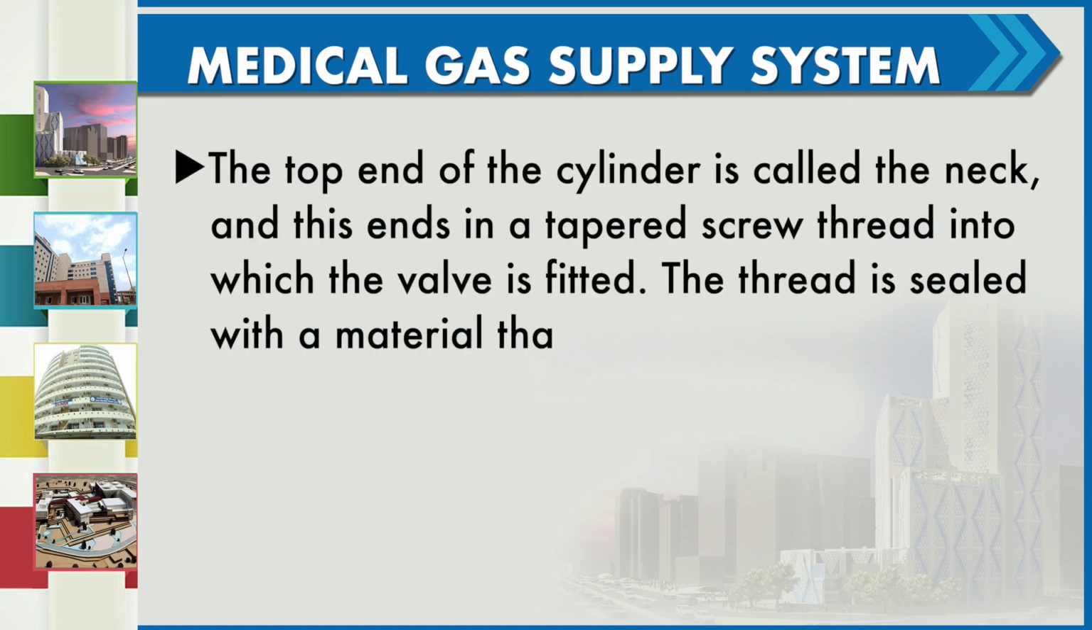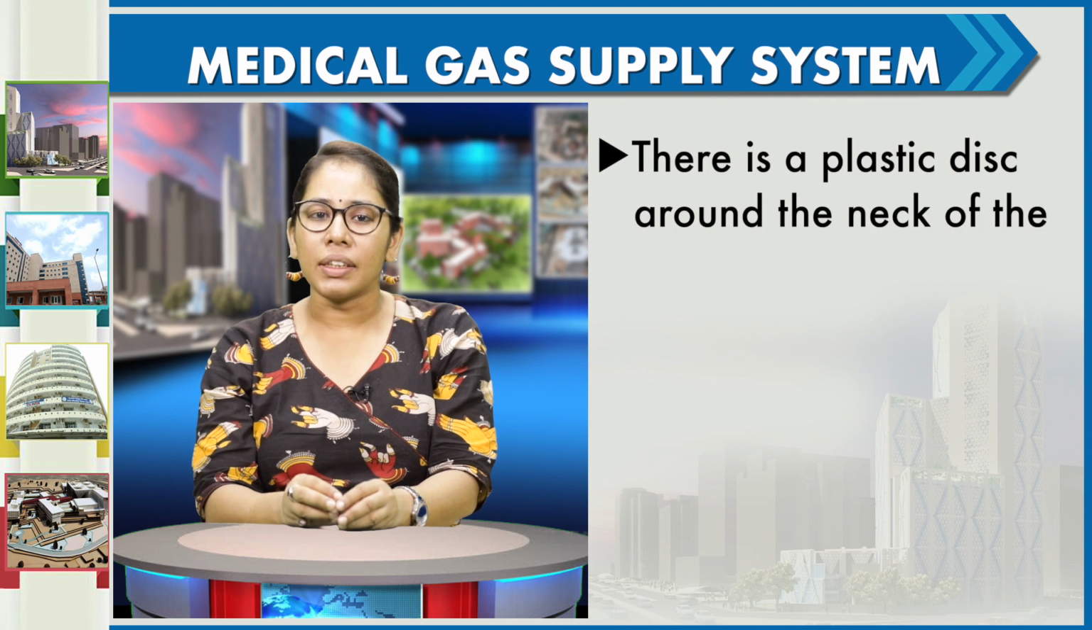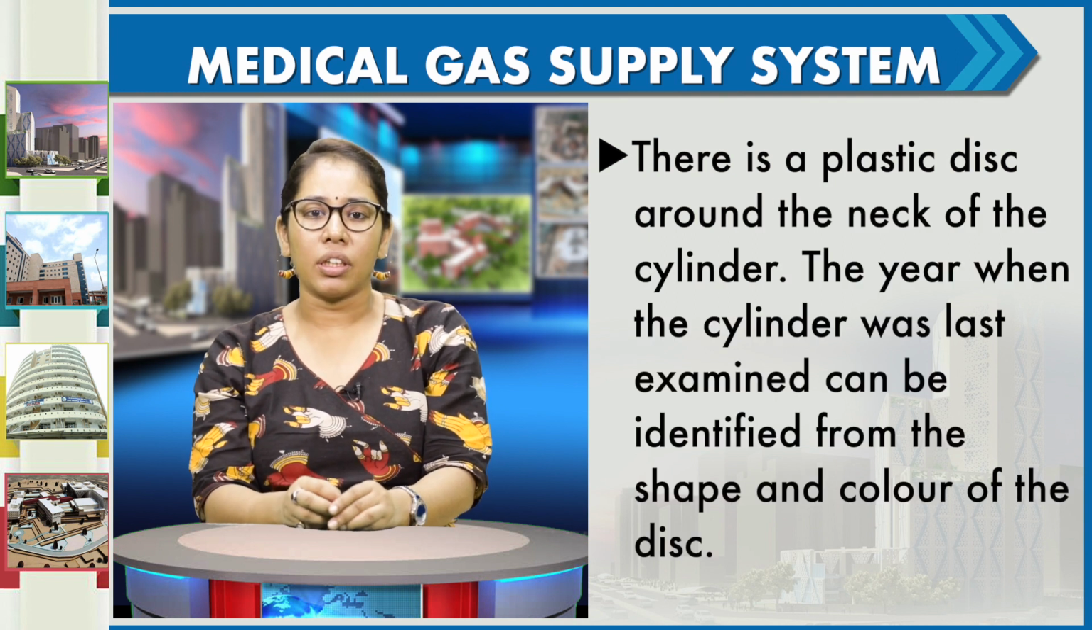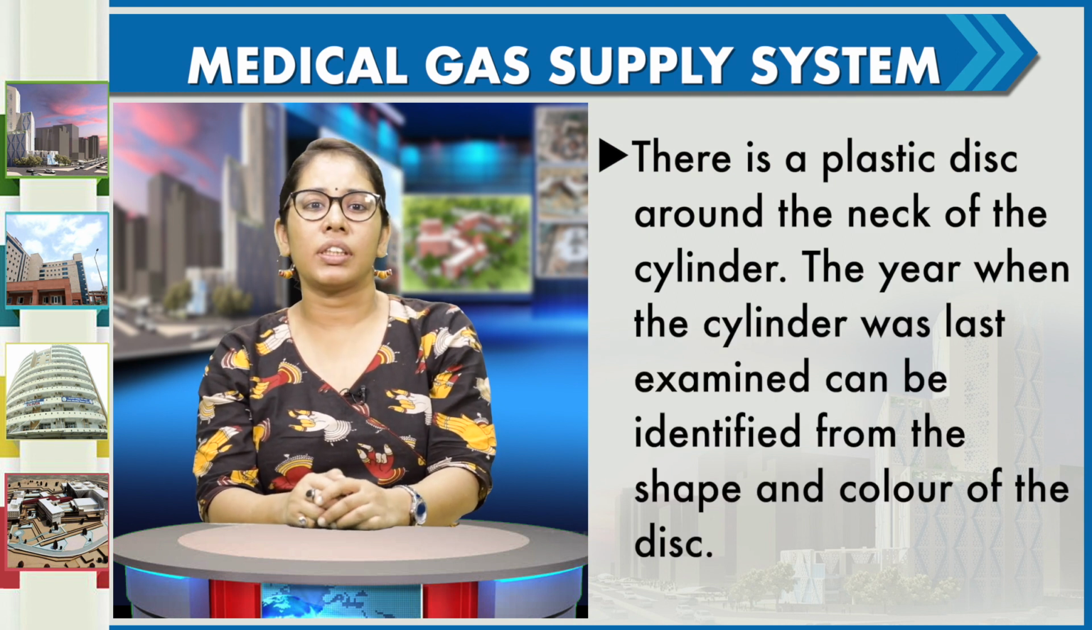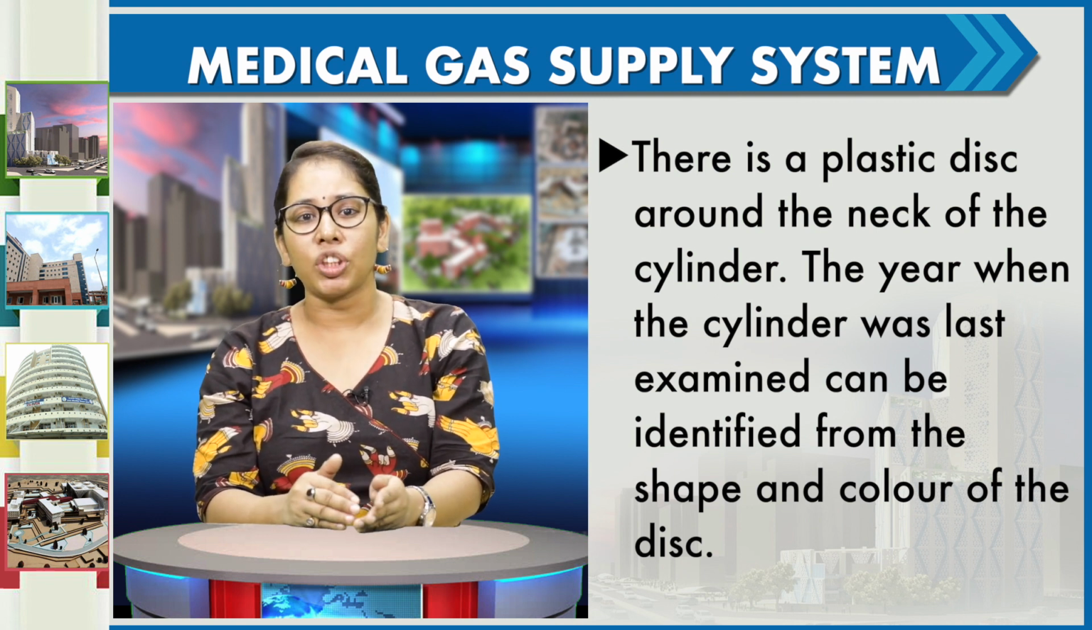The top end of the cylinder is called neck and this ends in tapered screw thread into which the valve is fixed. The thread is sealed with material that melts if the cylinder is exposed to intense heat. This allows the gas to escape so that there is a reduction in the risk of any explosion thereafter. There is a plastic disc around the neck of the cylinder which marks the year when the cylinder was last examined and then can be identified from the shape and the color of the disc as well.